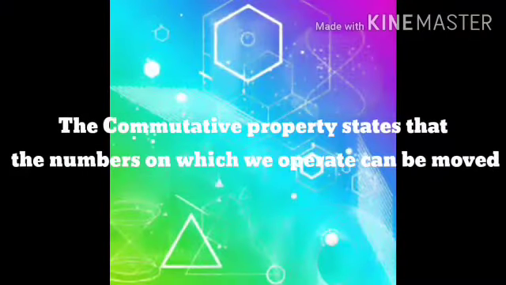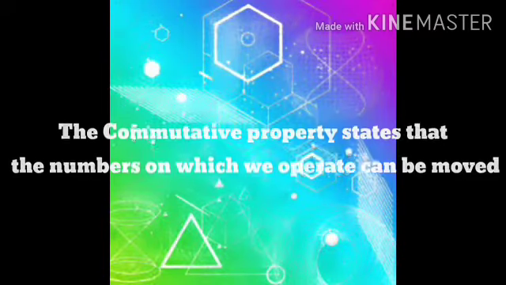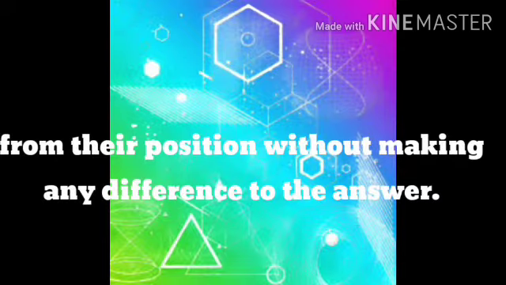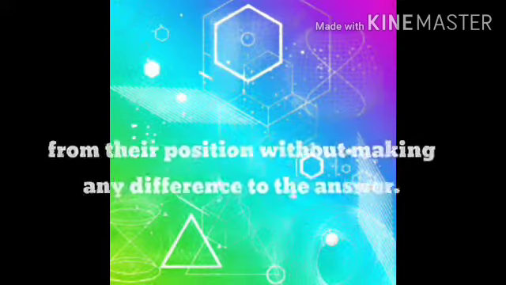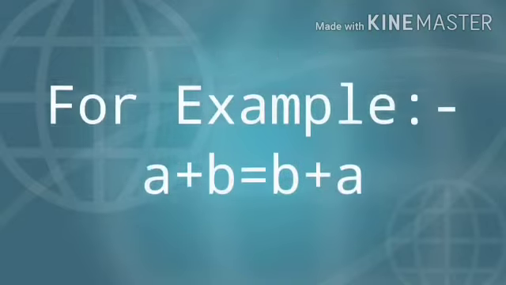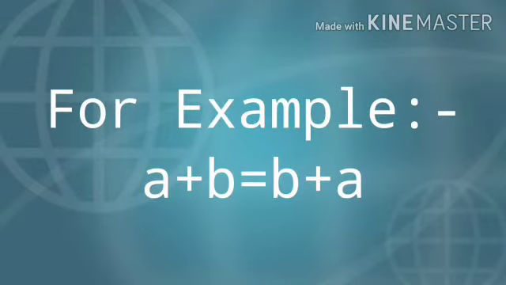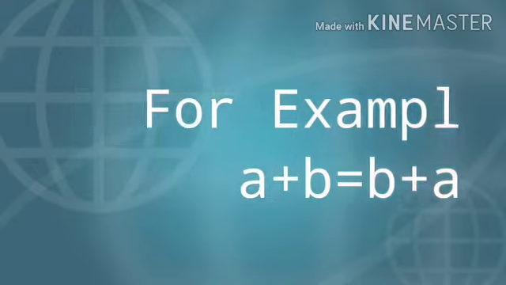The commutative property states that the numbers on which we operate can be moved from their position without making any difference to the answer. For example, a plus b is equal to b plus a.